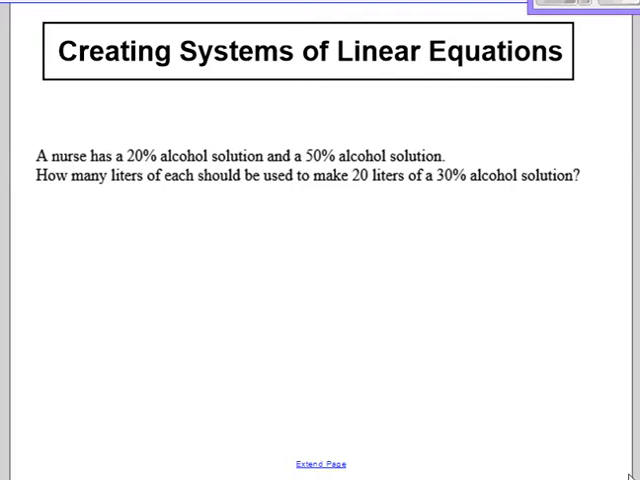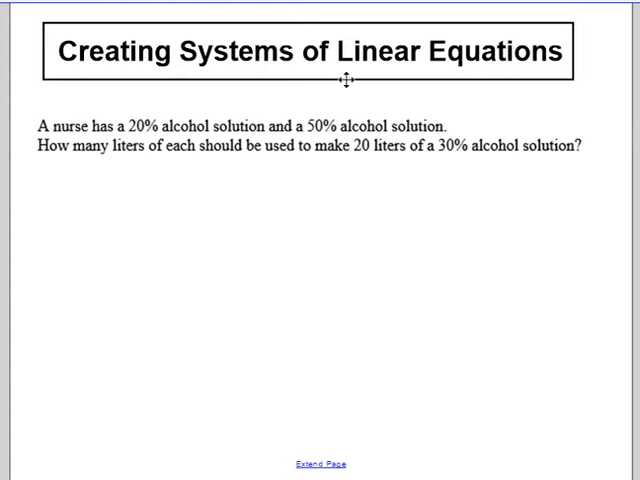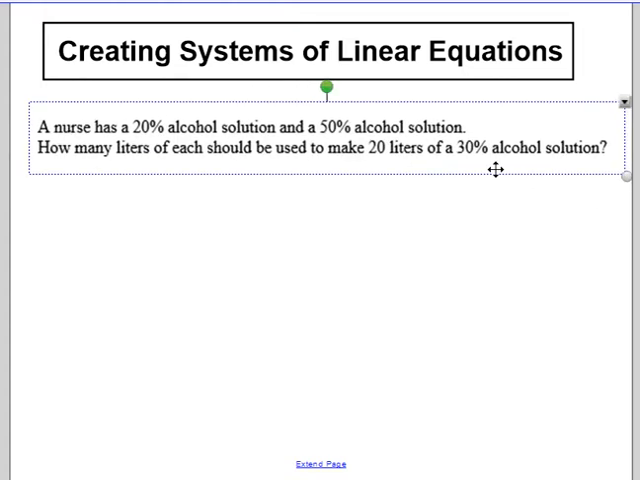And in this video lesson, I'm going to go over with you how to create and solve systems of linear equations. Okay, we're going to create and solve systems of linear equations.